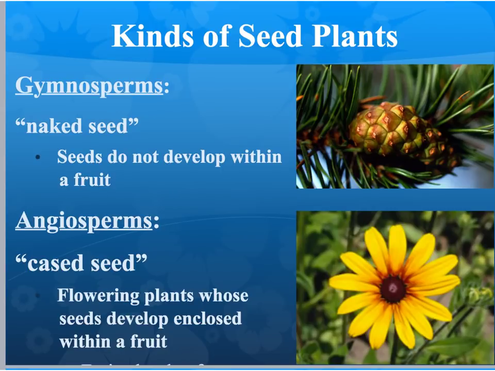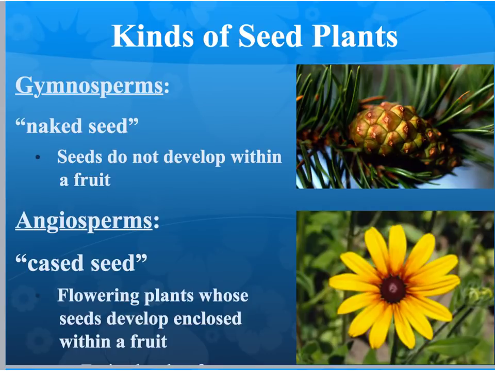Angiosperms are, well, angio means cased, and sperm again means seed. So these are encased within a fruit in this case. So angiosperms are going to be flowering plants whose seeds develop within a fruit. Any plant that produces seeds within a fruit or vegetable, because vegetables are technically fruit, is going to be an angiosperm. So those are the two main differences between those two.